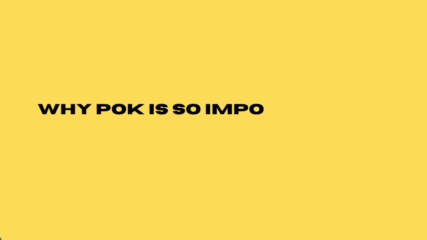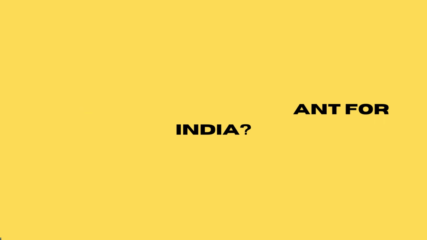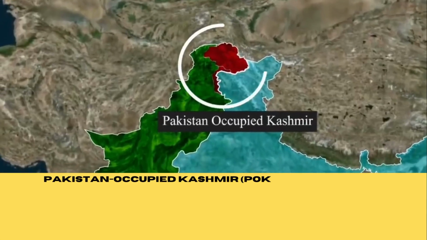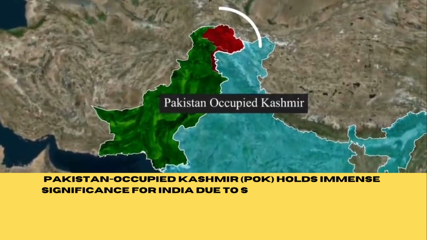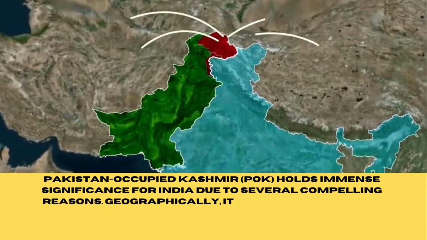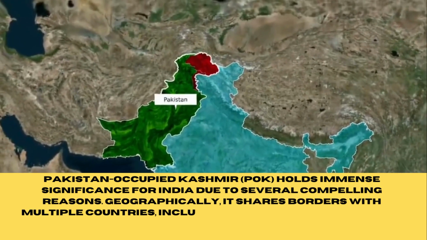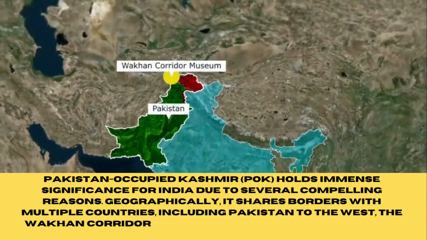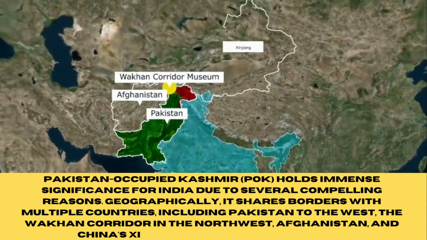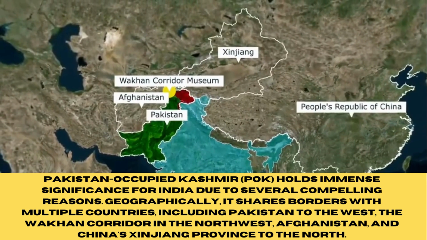Here we need to understand why POK is so important to India. Pakistan occupied Kashmir holds immense significance for India due to several compelling reasons. Geographically, it shares borders with multiple countries, including Pakistan to the west, the Wakhan corridor in the northwest, Afghanistan, and China's Xinjiang province to the north.